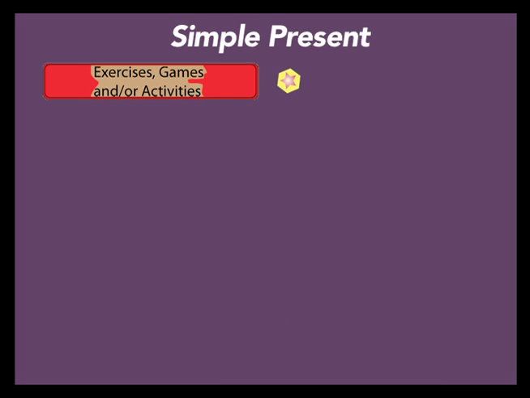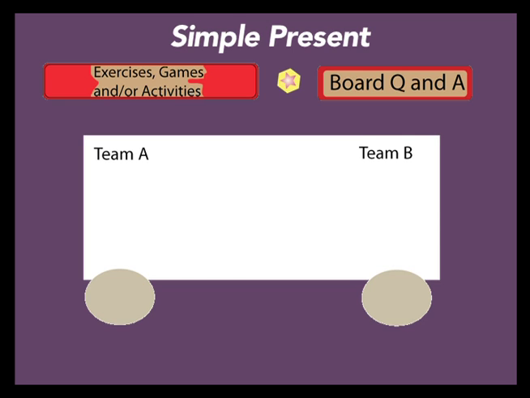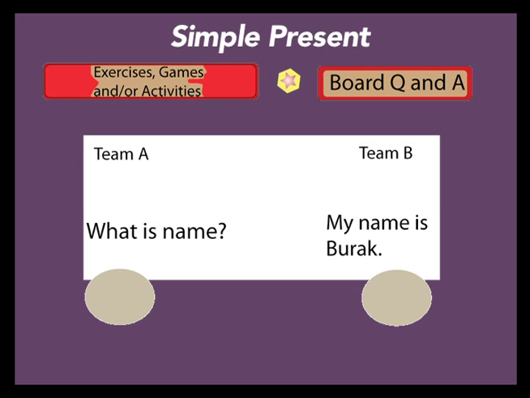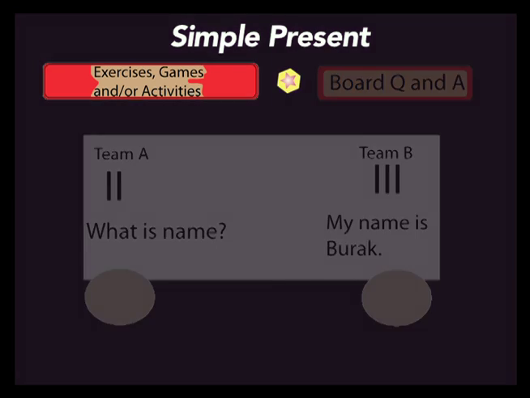Another team game you can play is called Board Q&A, and you have one person from each team come up, and one of them writes a question and the other answers the question, and they both write those on the board. And then I have a point system: 3 points if it's perfect with no errors, 2 points if there's a couple errors, and 1 point if they at least tried. So that's it for simple present.